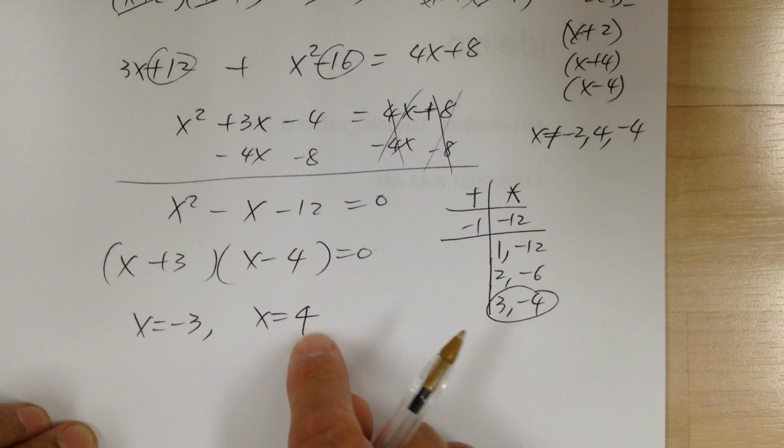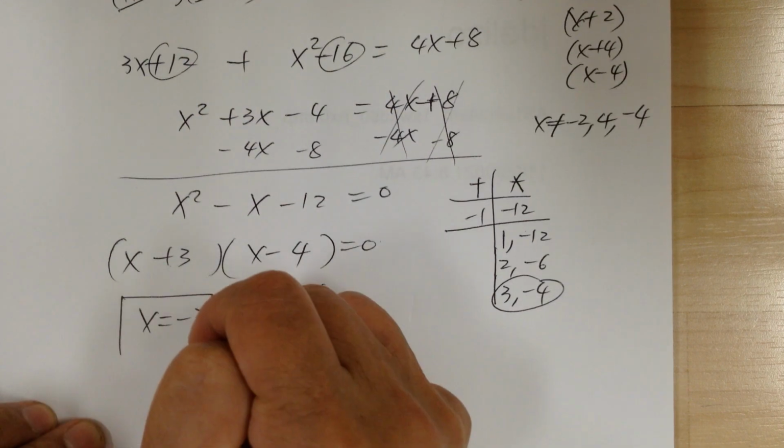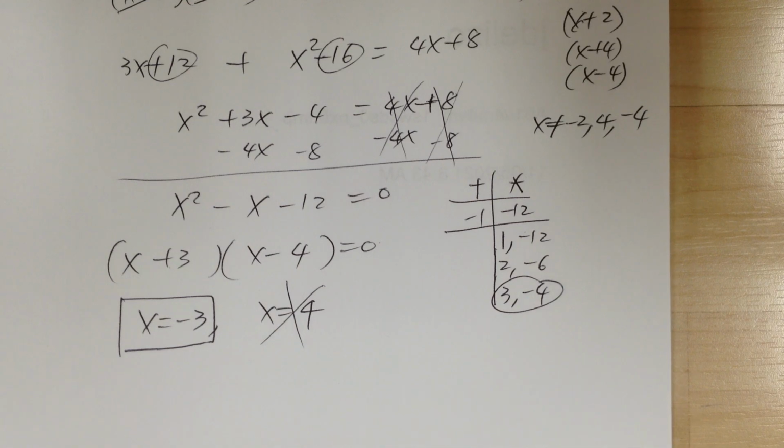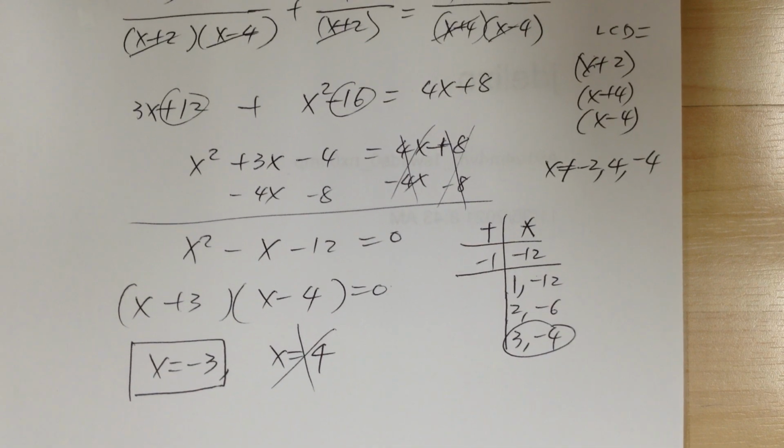This is not allowed, because this will make this equal to 0. So we cannot have that. So the answer would be just x equal to negative 3. Okay, next one.